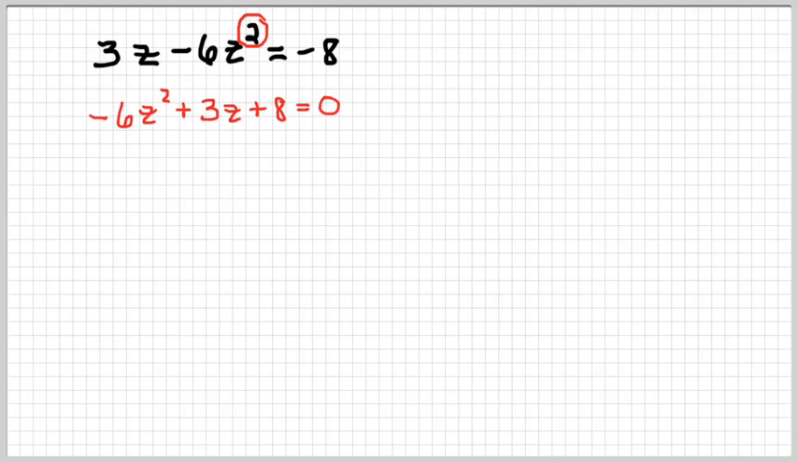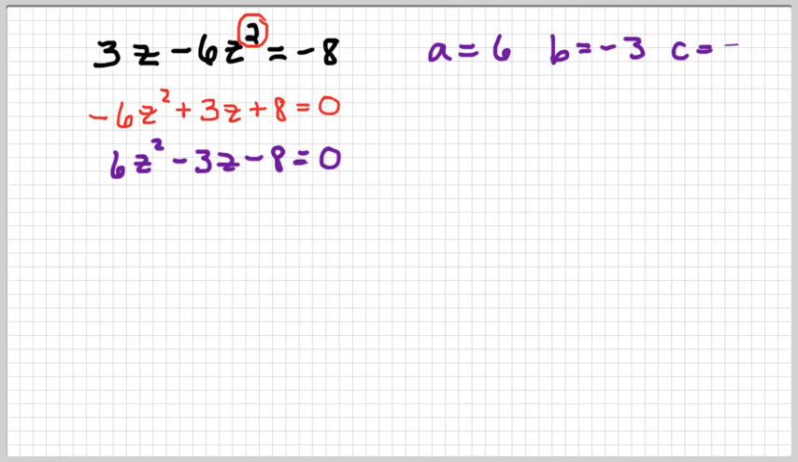Okay. I can actually use the quadratic formula at this point, but I think it's much nicer to divide out a negative 1 from everybody, and that way I have a leading positive a value, which will be nice later on. So now that I've gotten the a value to be a positive 6, b is a negative 3, and c is a negative 8.